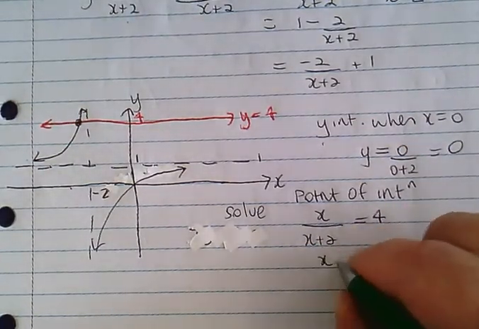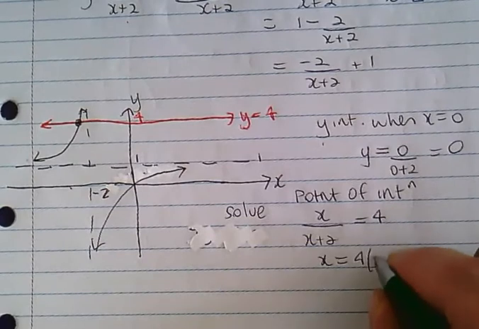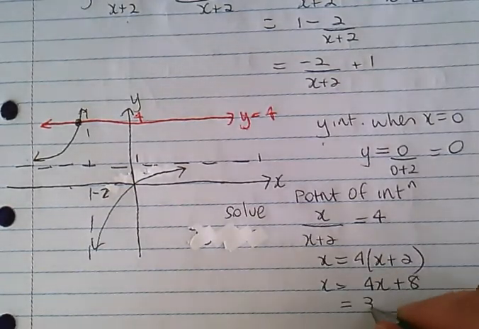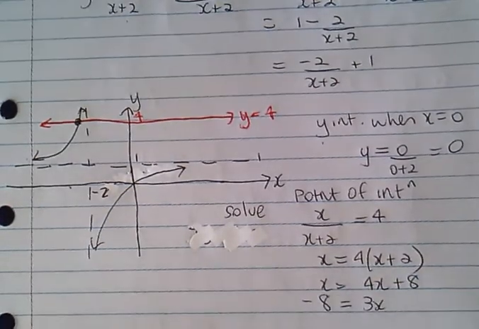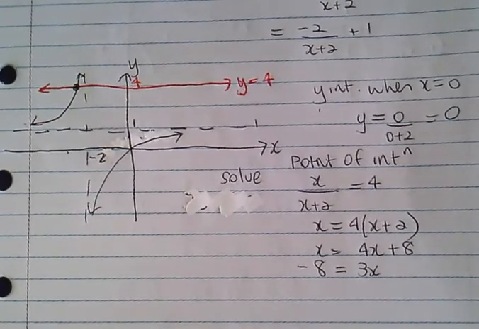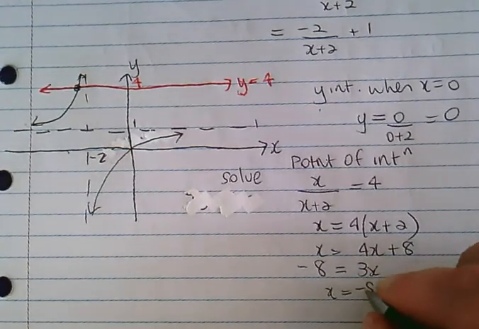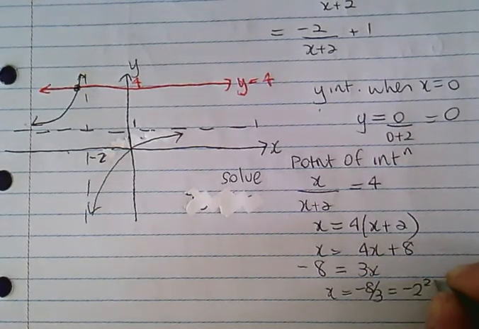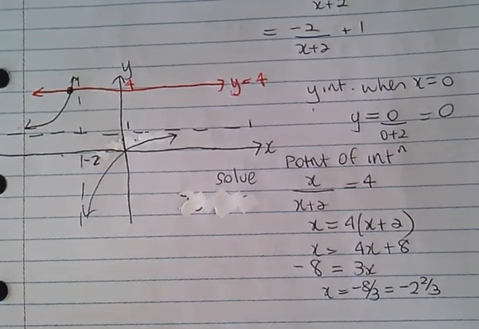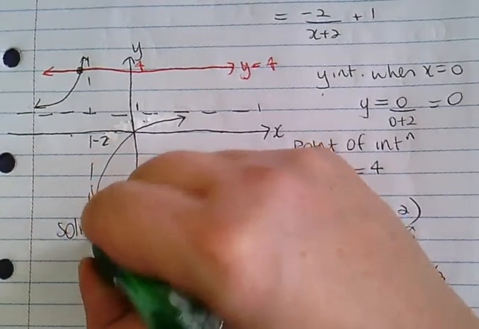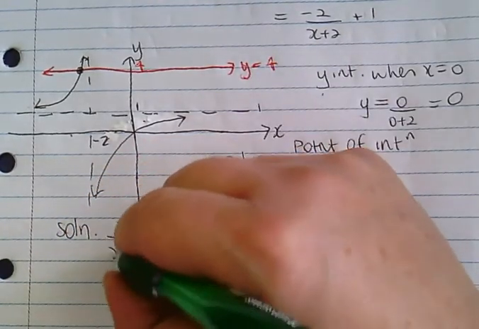What have I got? x equals 4 bracket x plus 2. x is 4x plus 8. I've got 3 x's, negative 8. This is looking good because my value's got to be less than x is negative 2. It's negative 8 on 3, which is negative 2 2/3. Great. That makes sense with your sketch. So what's my solution?